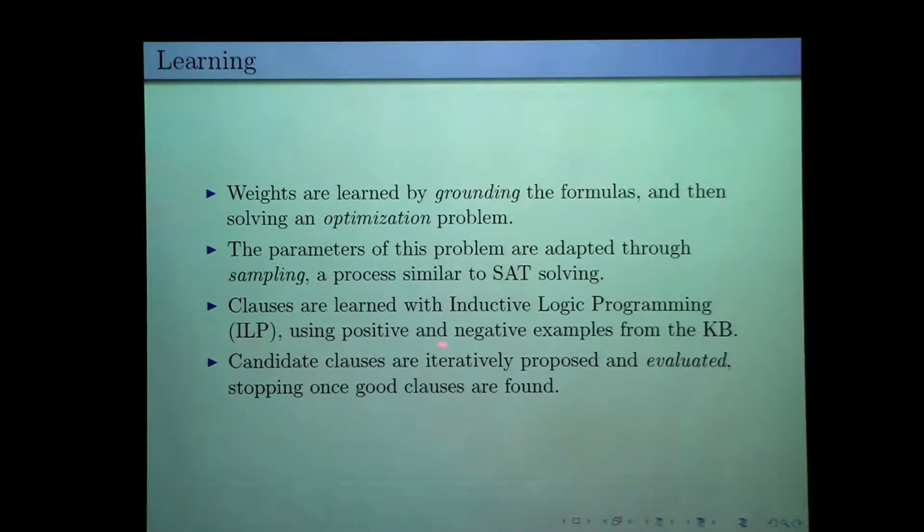And clauses can be learned with inductive logic programming. The idea is to use positive and negative examples from the knowledge base.